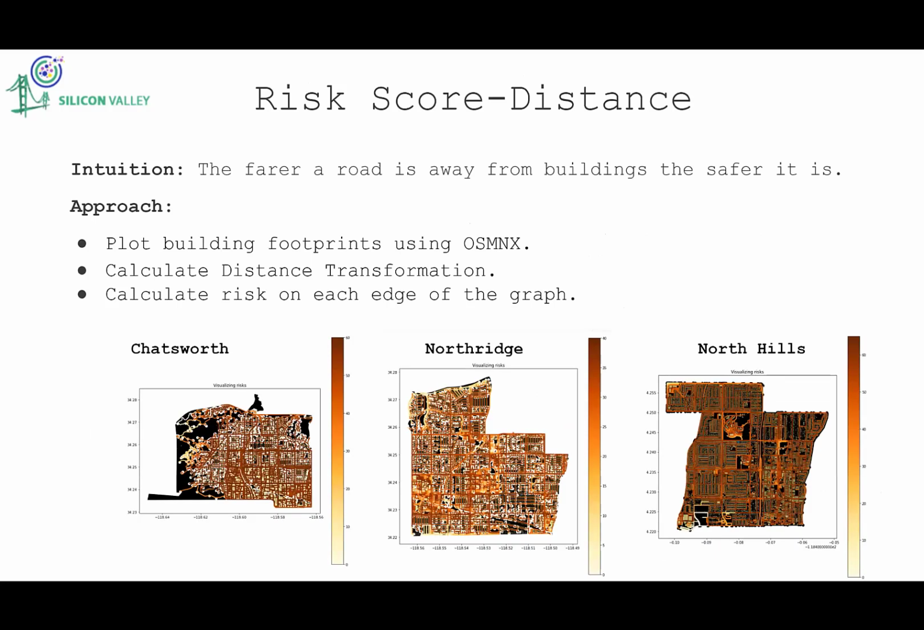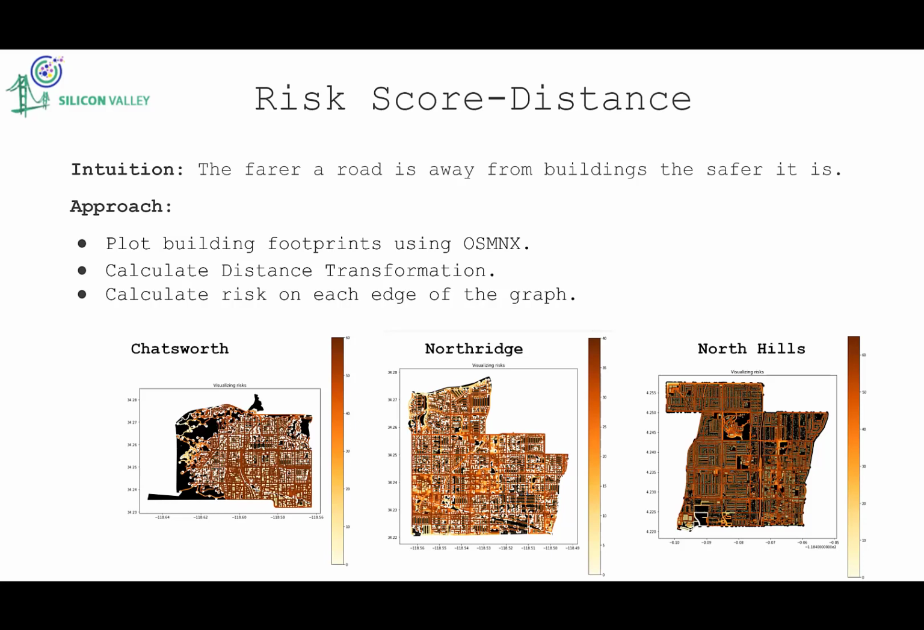The next risk factor was distance. The intuition here is that the farther a road pixel is from the building, the safer it is. Normally you would need machine learning models to segment the buildings and the roads. But with the OSMnx package, we have building footprints, which are available using an API function. So we use the building footprints from there, and those building footprints are used to calculate the distance transformation.